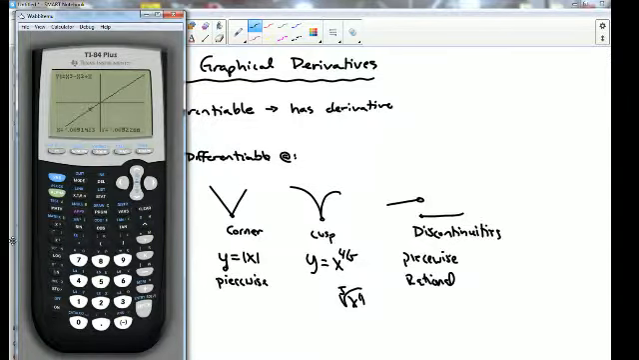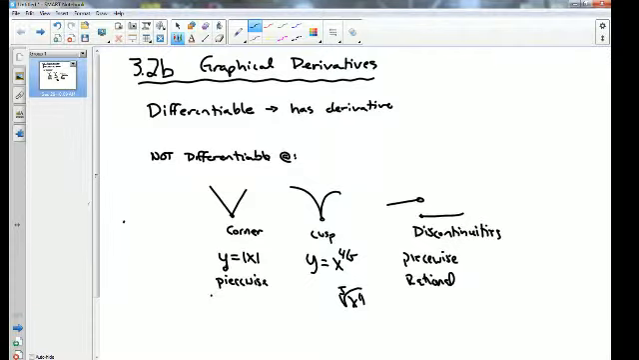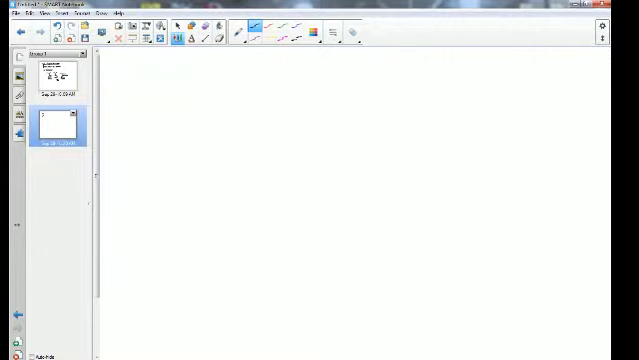So are we good there on what is not differentiable and what may be? We need to point this out: if f of x is not continuous, f is not differentiable, right? We already determined that.